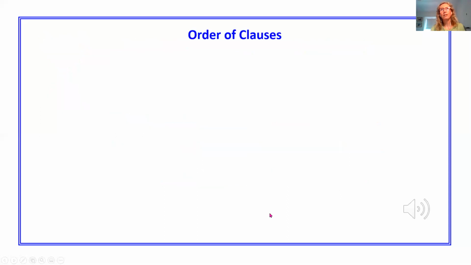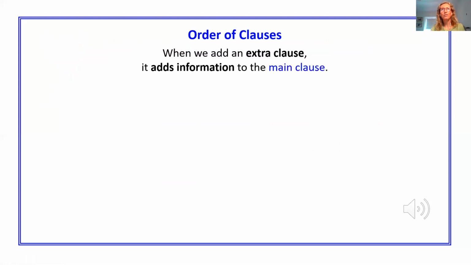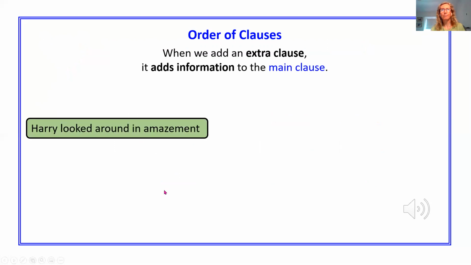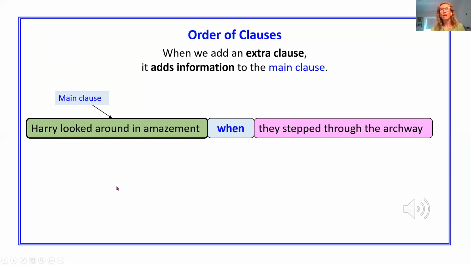So let's have a look at the order of clauses. When we add an extra clause, it adds information to the main clause. So Harry looked around in amazement. This is the main clause. When they stepped through the archway. When is the conjunction, and they stepped through the archway is the subordinate clause.